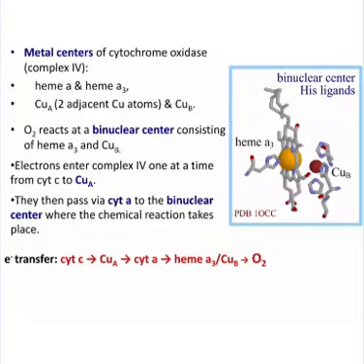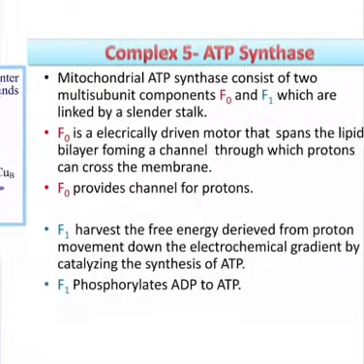Metal centers of cytochrome oxidase, that is complex 4: heme A and heme A3, and copper, which has two forms, that is copper A and copper B. Oxygen reacts at a binuclear center consisting of heme A3 and copper B. Electrons enter complex 4 one at a time from cytochrome C to copper A. Then they pass via cytochrome A to the binuclear center where the chemical reaction takes place.